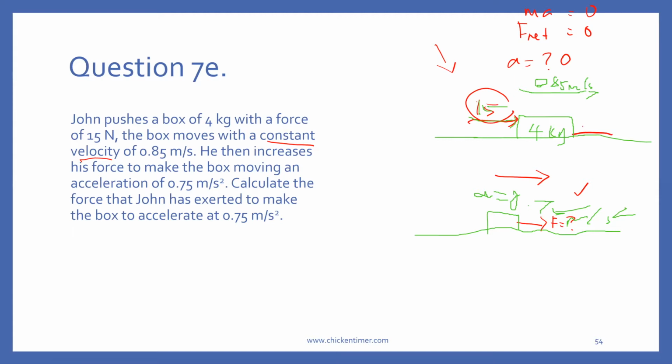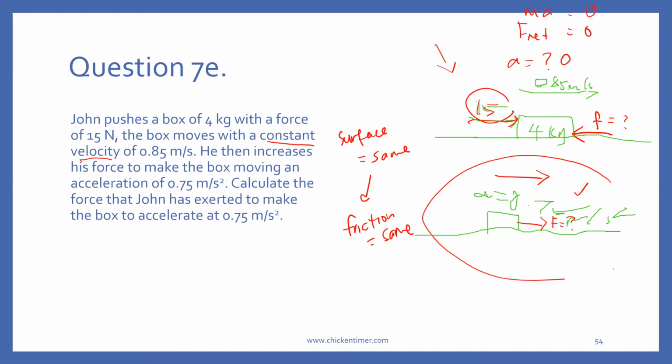So in that case, there must be another force, maybe friction here. Then the surface is the same. That means friction will be the same. So that means in your second scenario, where you push this and then you have acceleration of 0.75, right? That means there's another friction here, which is the same value from here.